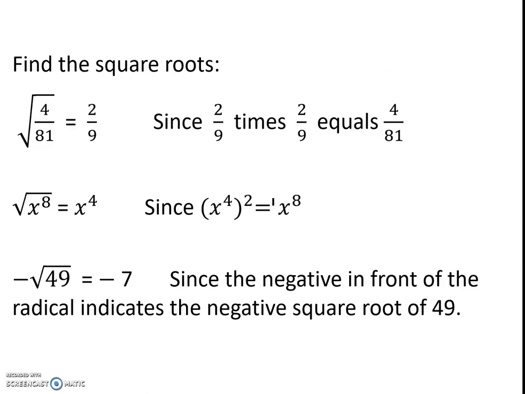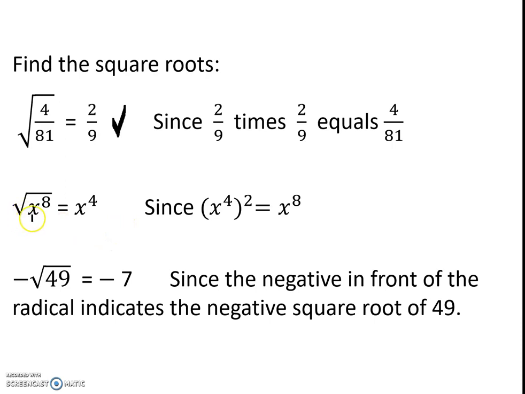Finding the square root of a fraction, we can rewrite that as the square root of 4 over the square root of 81. Well, we know the square root of 4 is 2 and the square root of 81 is 9. So since 2 ninths times 2 ninths equals 4 81ths, we know our answer is 2 ninths.